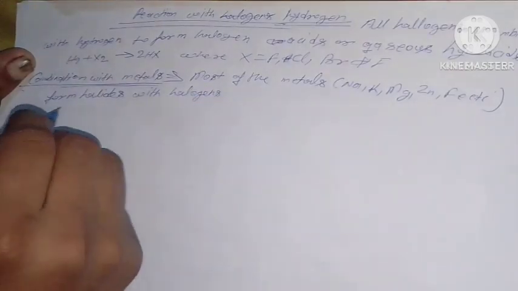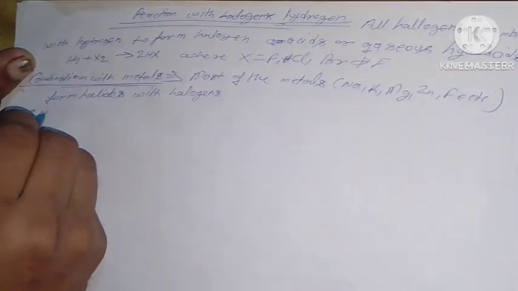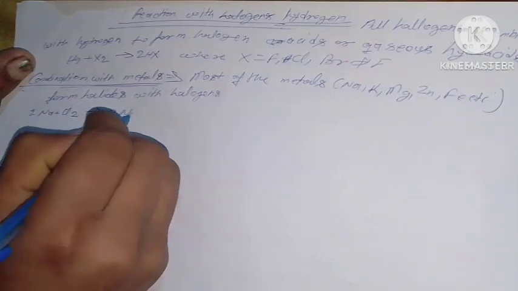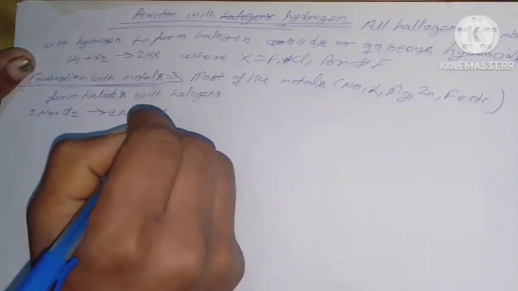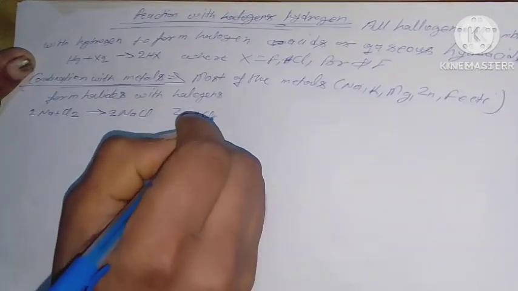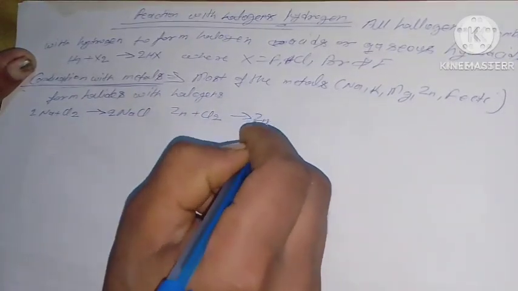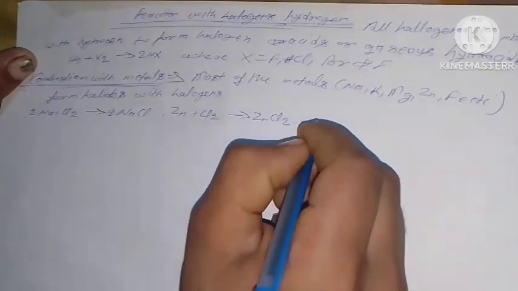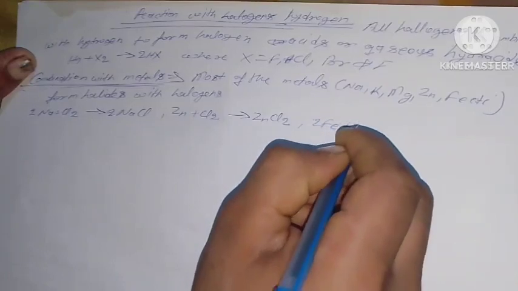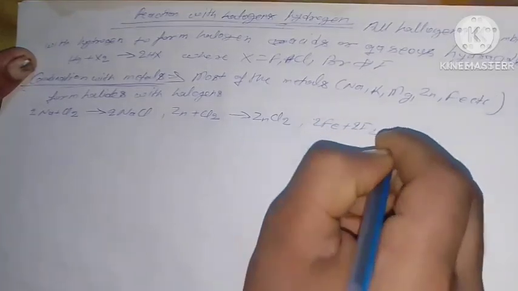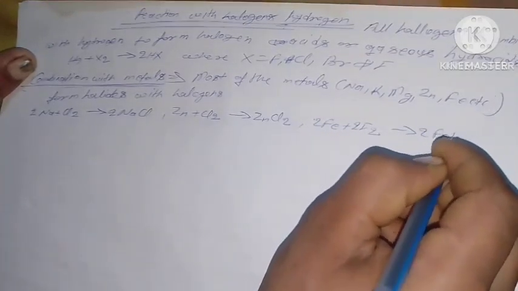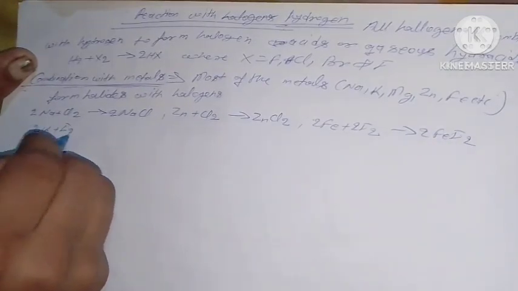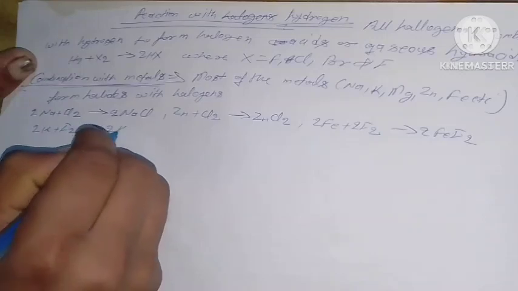2Na plus Cl2 makes 2NaCl. Zn plus Cl2 makes ZnCl2, and 2Fe plus 2I2 makes 2FeI2, and 2K plus I2 makes 2KI.